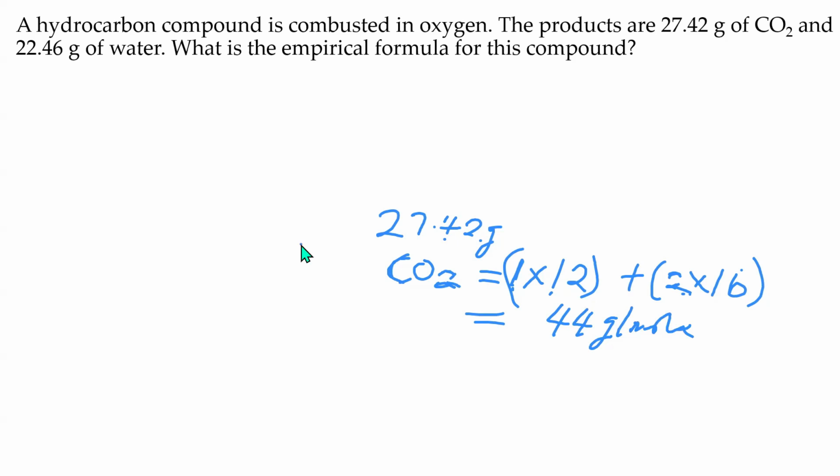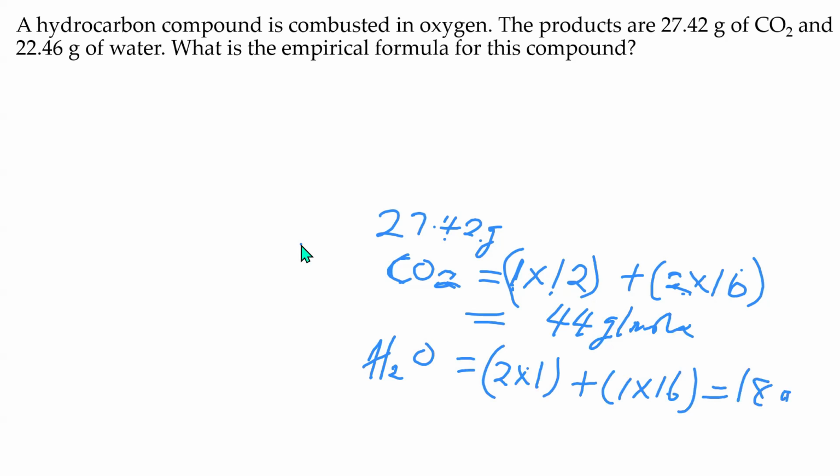And then for water, we have 2 hydrogen and 1 oxygen. So we have 2 times 1 plus 1 times 16. 2 times 1 is 2, then 1 times 16 is 16. So we have 18 gram per mole for water.